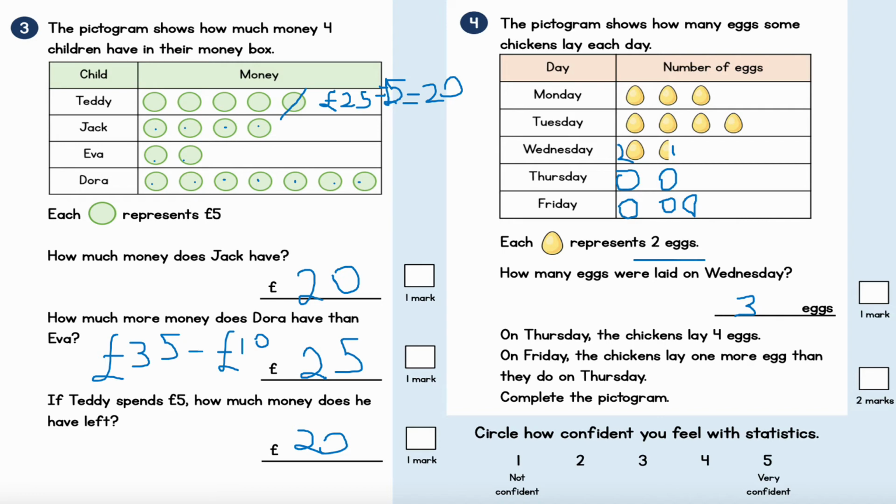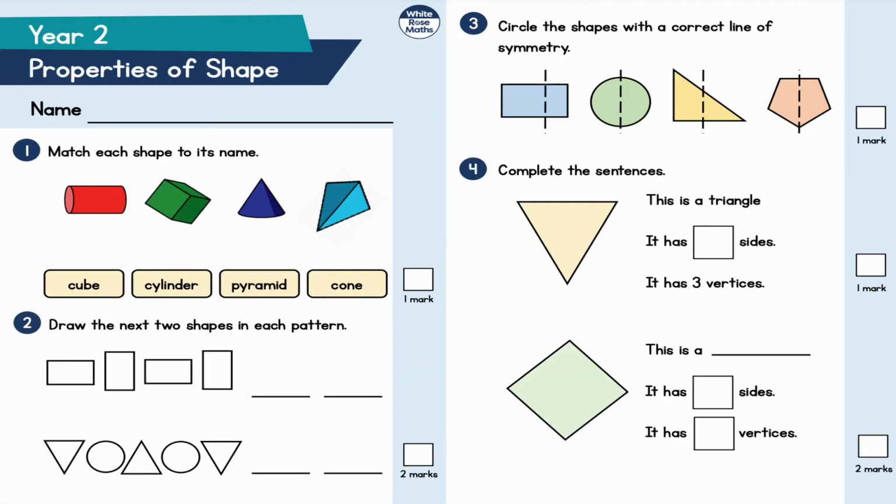We're now looking at year 2 properties of shapes. This is question number 1. Match each shape to its name. This is a cylinder. This is a cube. This is a cone. And this is a pyramid.